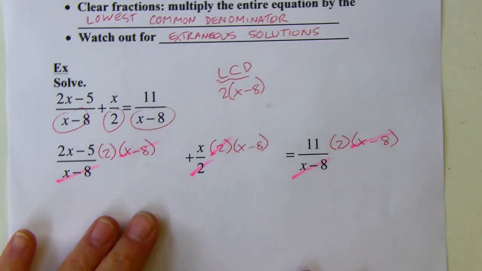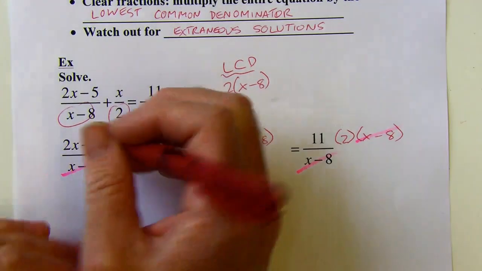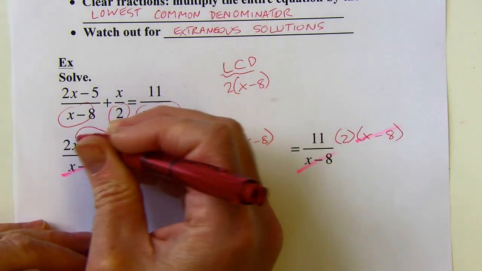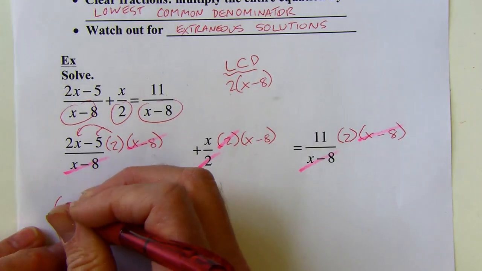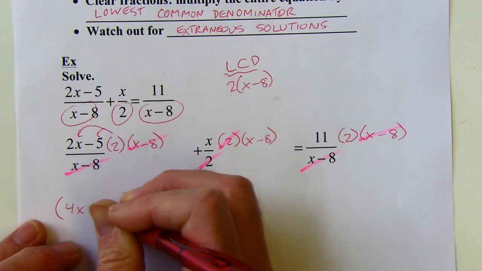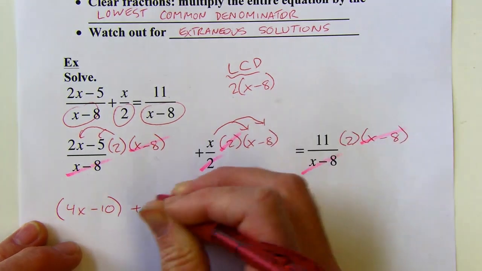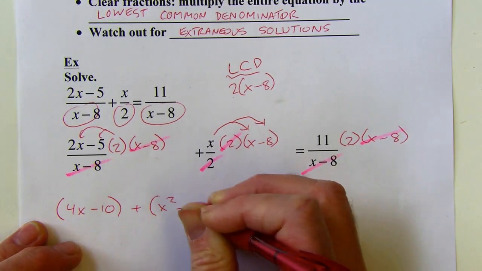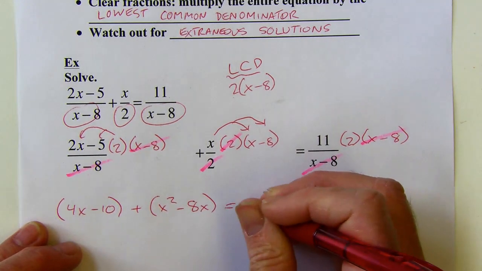It should always work like that if you multiply the whole equation by a common denominator, okay? So this first term, I'm going to distribute the 2 over here. So all that's left from this first piece, I've got 4x minus 10. Second piece, I'm going to distribute this x over here. I've got x squared minus 8x. And then on the right side, 11 times 2 would be 22.